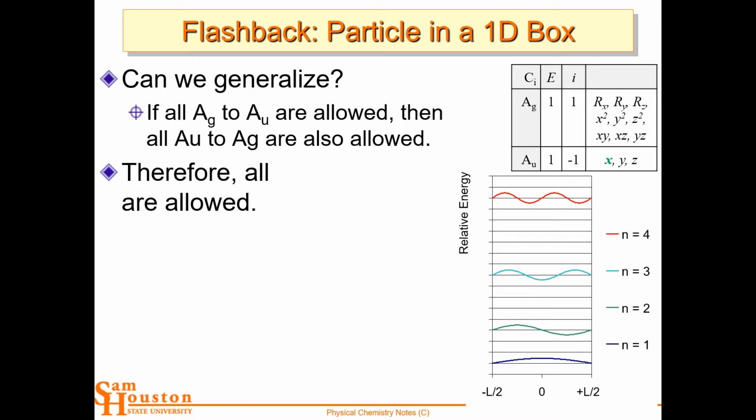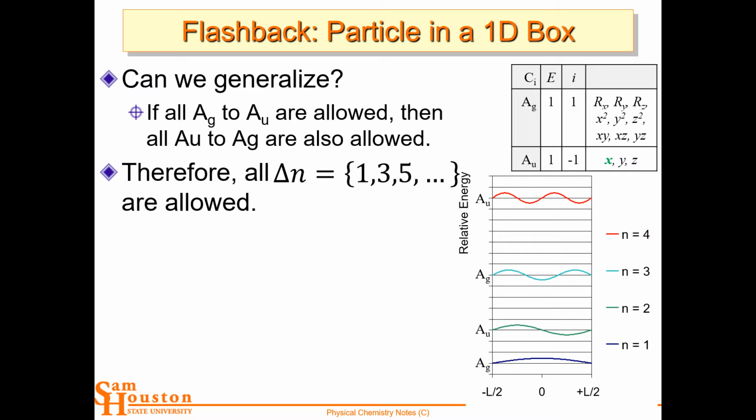So can we generalize? If all AG to AU are allowed, then we can go from AG to AU here, and we can go from this AG to that AU. So this is a delta N plus 1, that's a delta N plus 1. And honestly, if we swap left and right in that thing, it's going to be allowed as well too. So we could go AU to AG. So this can tell us that all the 1, 3, 5s are allowed. So we got our selection rules just from using symmetry.